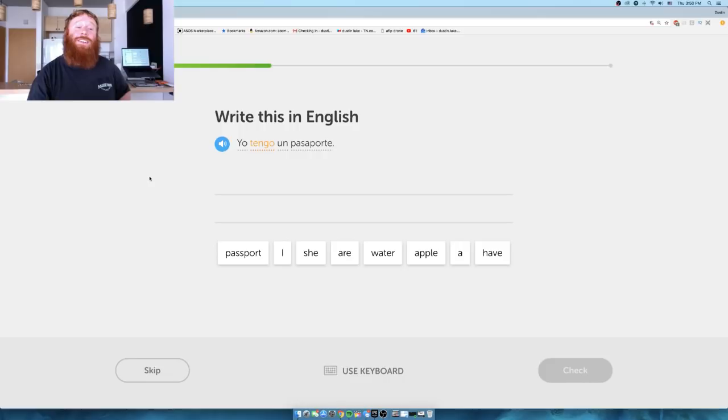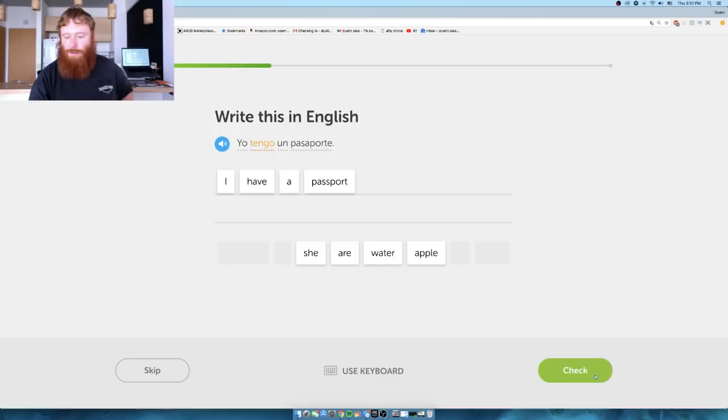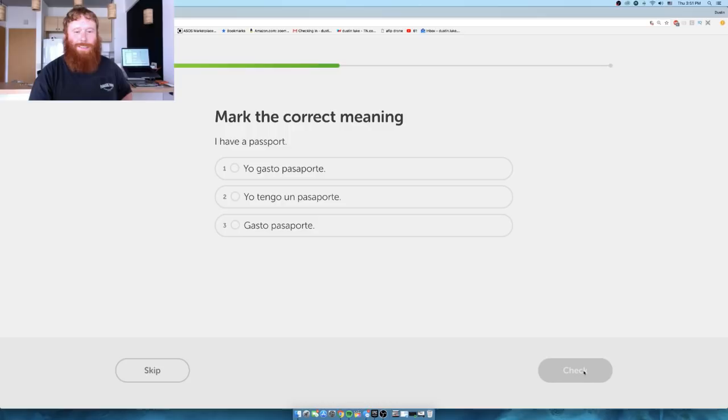Pasaporte. Oh, I thought you were joking. That means I need a passport. Everyone needs a passport. Tengo means, or I have. Yo tengo un pasaporte. I mean, anyone that travels has to have one, and obviously, the correct meaning of I have a passport is... you just asked me that, so now you're asking me from Spanish to English, English to Spanish. That's a very hard question, dude. Yeah, sure.